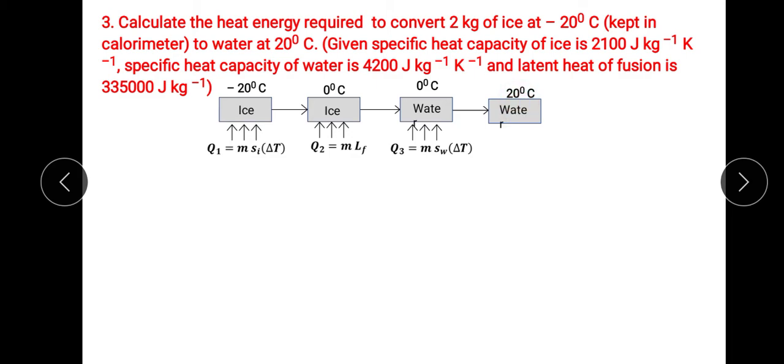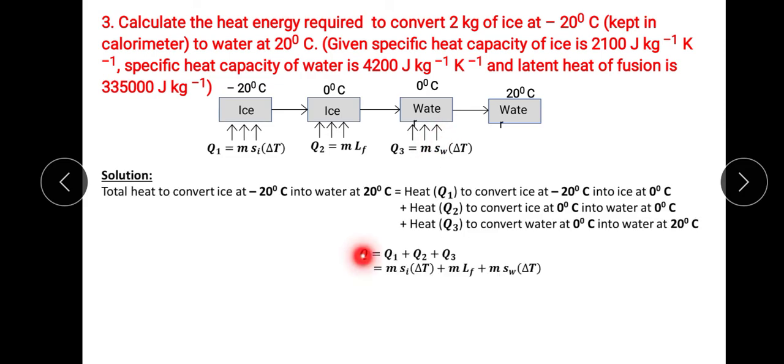Therefore, for converting ice which is at minus 20 degrees Celsius into water at 20 degrees Celsius, these are the steps involved. First, this is converted into 0 degrees Celsius ice by absorbing this energy. 0 degrees Celsius ice is converting into 0 degrees Celsius water by absorbing this much amount of energy. Next, 0 degrees Celsius water is converting into 20 degrees Celsius of water by absorbing this energy. Therefore, the total energy required can be written as Q1 plus Q2 plus Q3. So that is what is written here. Q is equal to Q1 plus Q2 plus Q3.